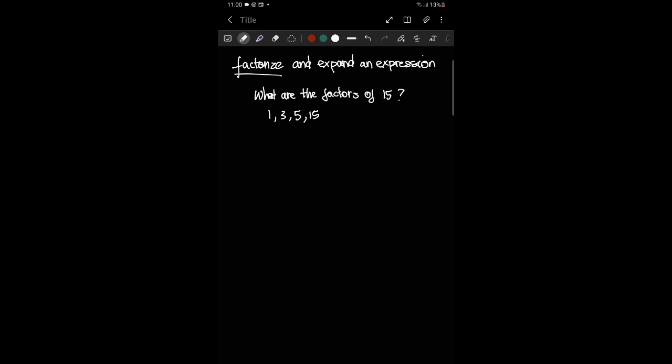Now, when you need to factorize an expression, this concept will be applied. You need to find a number that can divide all terms that are available in the expression. So let's say I ask you to factorize, for example, 4x minus 18. In this expression, we have two terms, and we need to factorize. So we need to find a factor, a number that can divide these two terms.